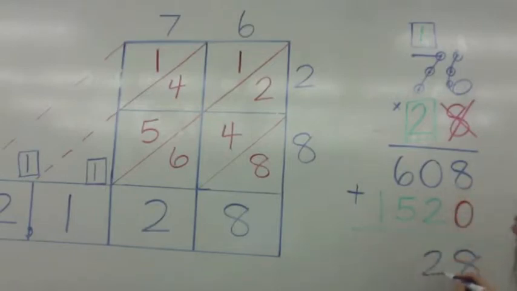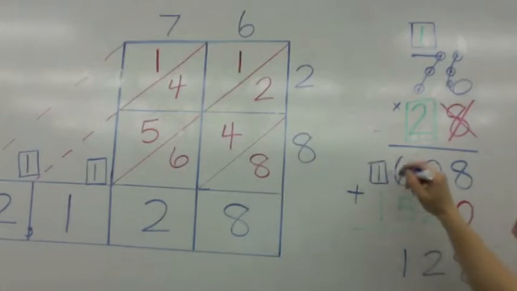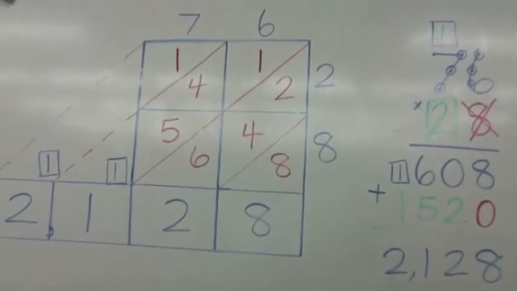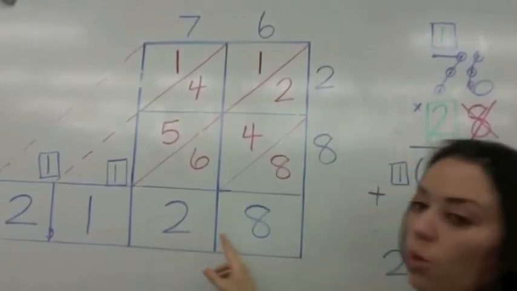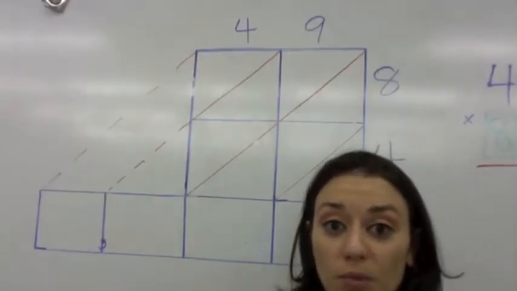Good job. And then you have 6 plus 5. 6, 7, 8, 9, 10, 11. Carry the 1. And then 1 plus 1 is 2. All right. So do these numbers match? Is the answer 2,128? Yes? Good. Okay. Let's do one more example.